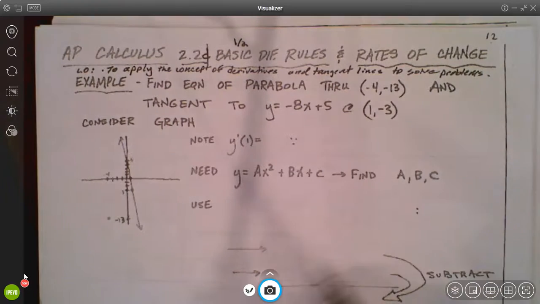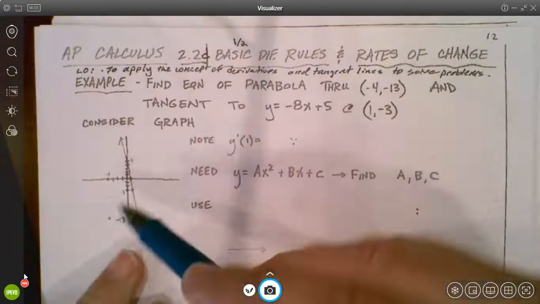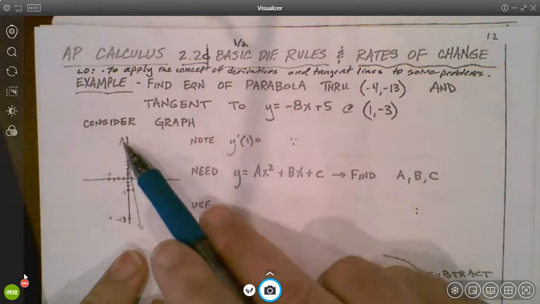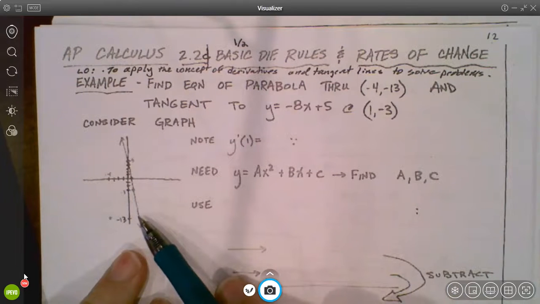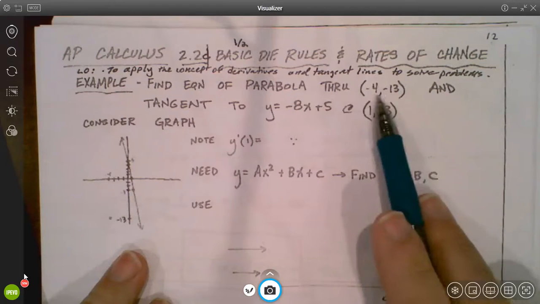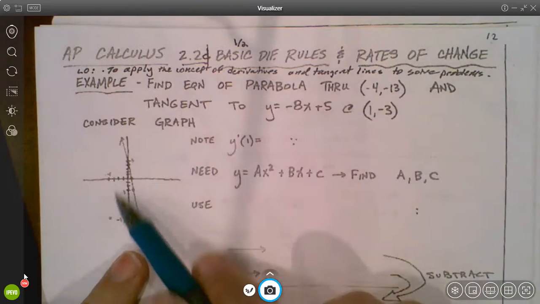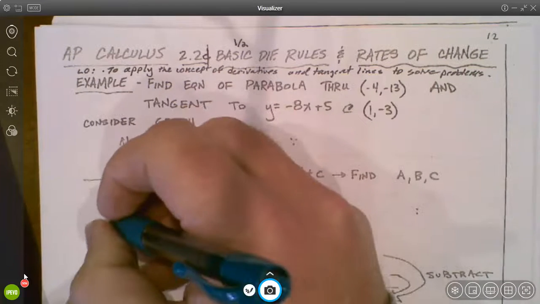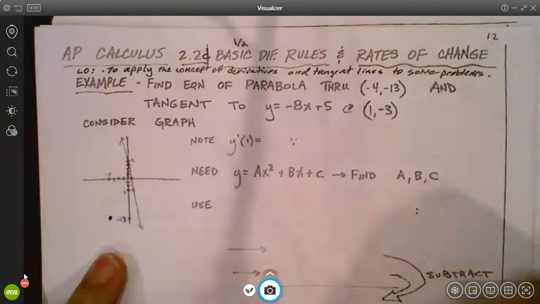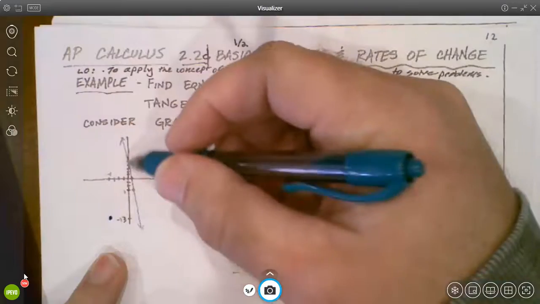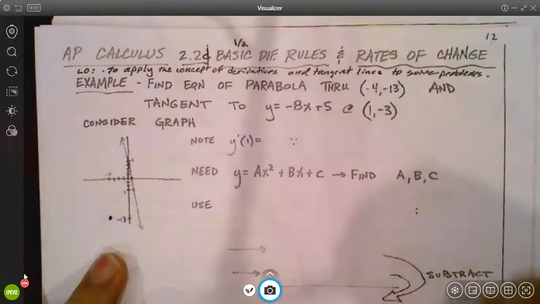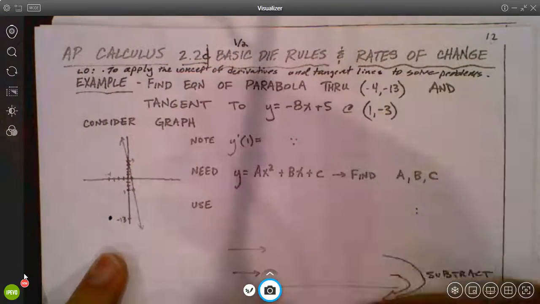So I got some of that going for you over here on the graph. Here is the line that it is tangent to, and because it says that it passes through -4, -13, we know that it's going to pass through this point right here, and we know it's going to touch this line because it's tangent to this line at 1, -3.